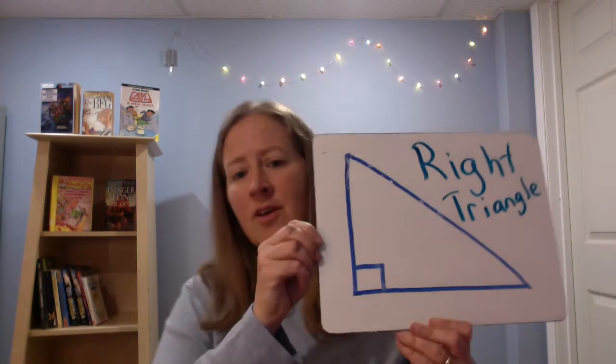So let me identify that for you here. Right triangle. The other thing I like about classifying triangles by their angles is their names are a lot easier. So we have a right triangle.